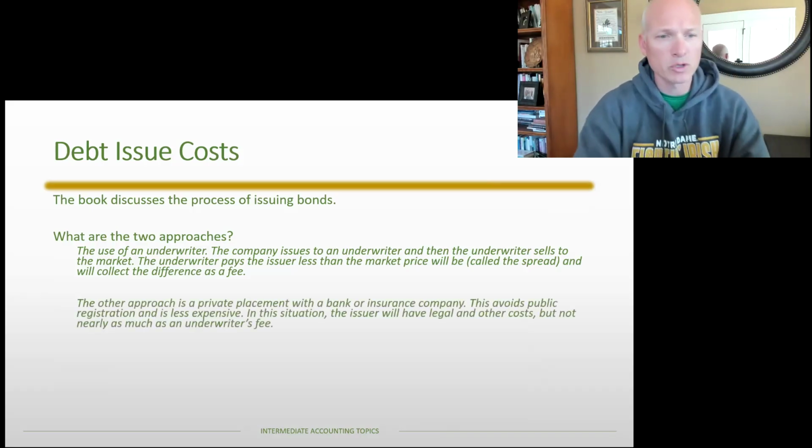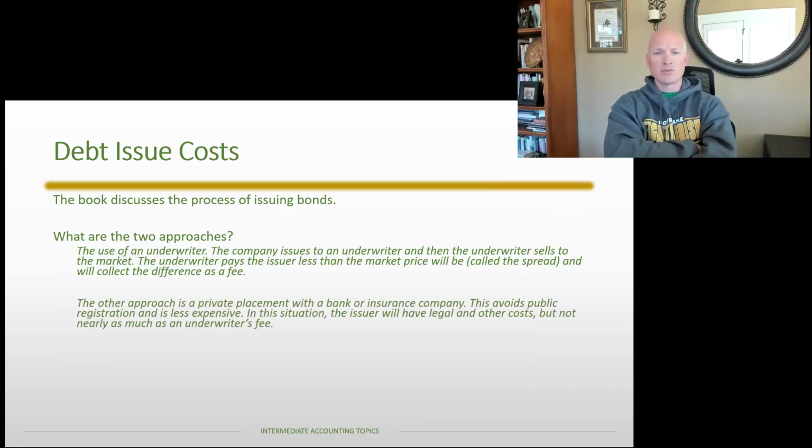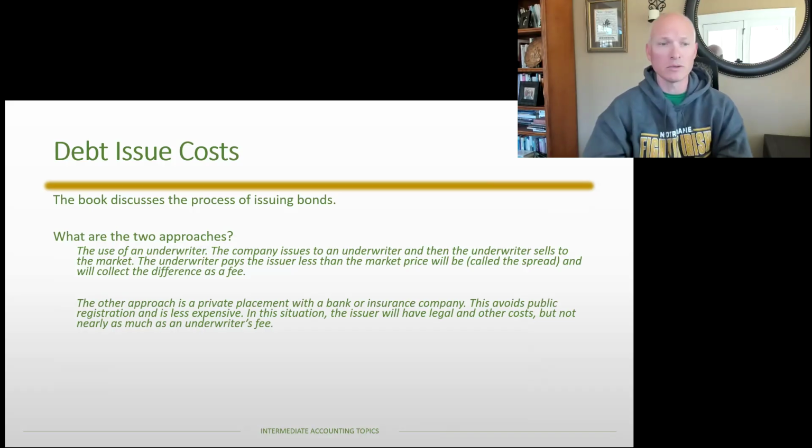The other approach is what's called a private placement, and that's with a bank or insurance company. There's really no public registration because the only people that are going to be able to own these are private institutions, and so it's much less expensive. But it's sometimes more difficult to get them issued because you have to find a bank or insurance company that's willing to take on the entire debt amount, which is not always easy to do.